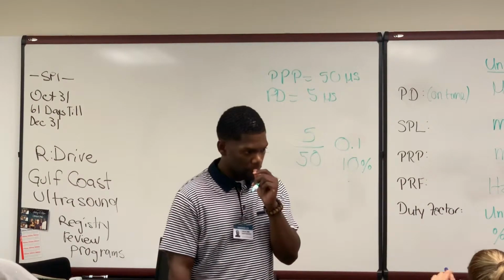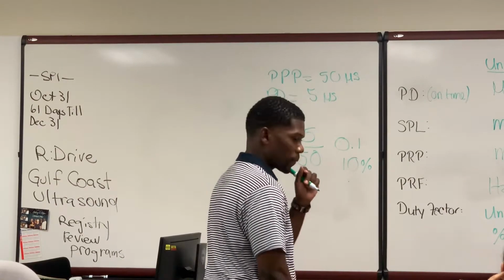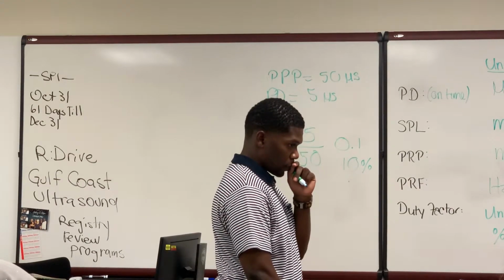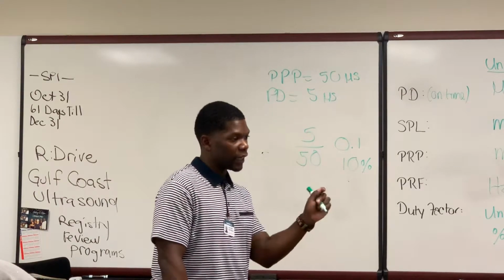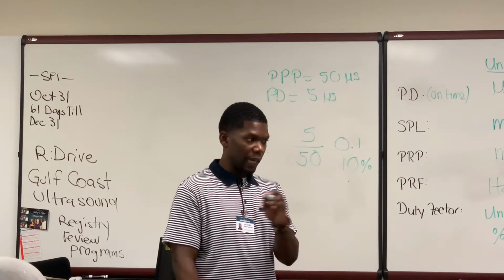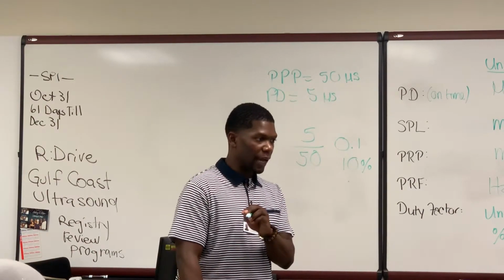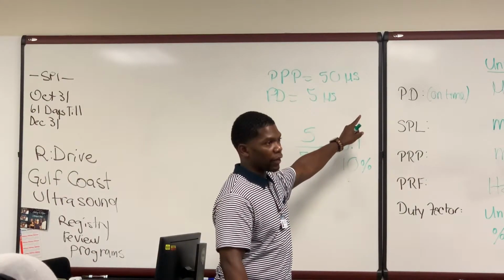The PRP is 50 microseconds. PRP, remember, is the beginning of one pulse to the beginning of the next pulse. That's the time it takes for that to happen. That's why it's in microseconds.